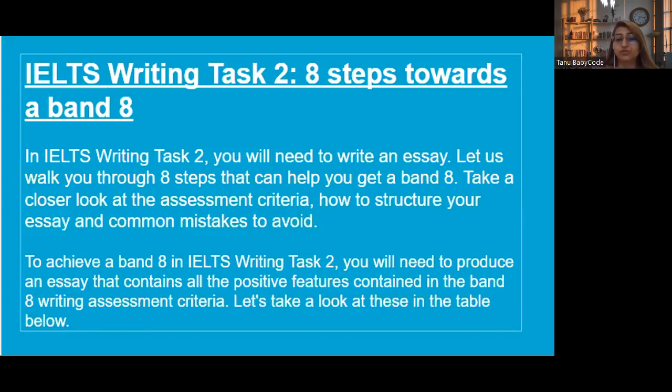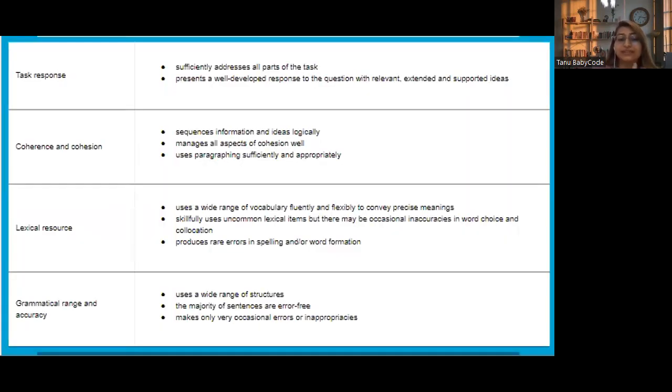Now, if you want to score band 8, you need to produce an essay that contains all the positive features which are there in the band 8 writing marking criteria, right? You have to look at the marking criteria, the band descriptors, which show what the band 8 positive features are. Okay, so let's look at those. Now you know that these are the 4 marking criteria: task response, coherence and cohesion, lexical resources, grammatical range and accuracy.